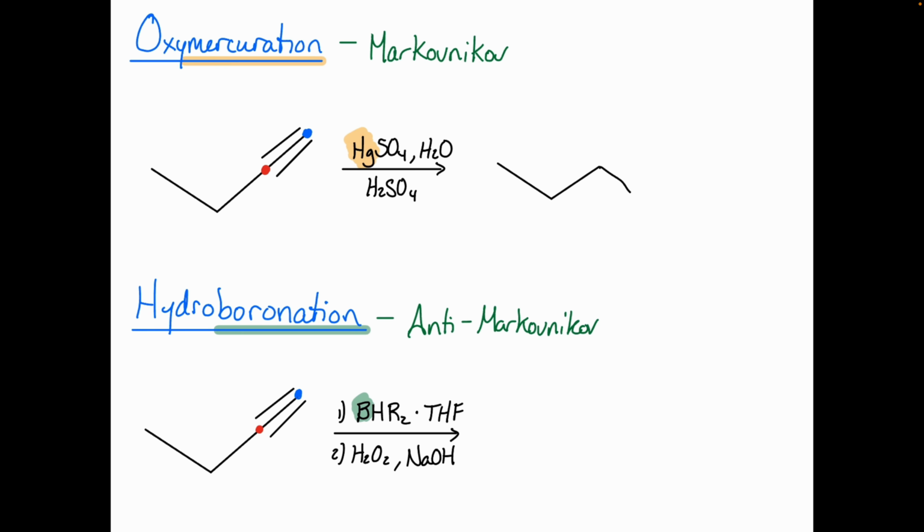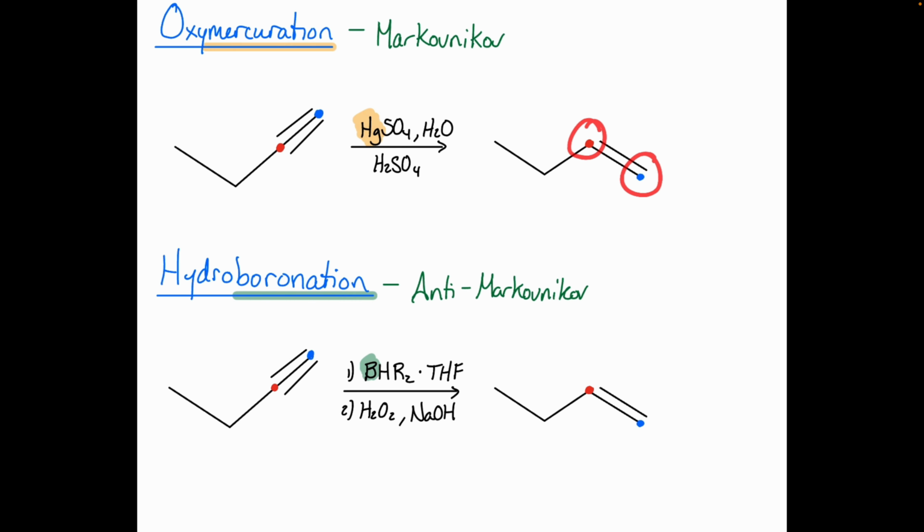All right, so for my oxymercuration reaction, where am I going to put my hydroxyl group, on the red or the blue carbon? The red carbon, my more substituted carbon. And in my hydroboronation reaction, where am I going to put my hydroxyl group, on the red or the blue carbon? On the blue carbon, the less substituted carbon. All right, so given what we had learned about these hydration reactions with alkenes, this is what we would expect to be our product in our hydration reaction of alkynes.